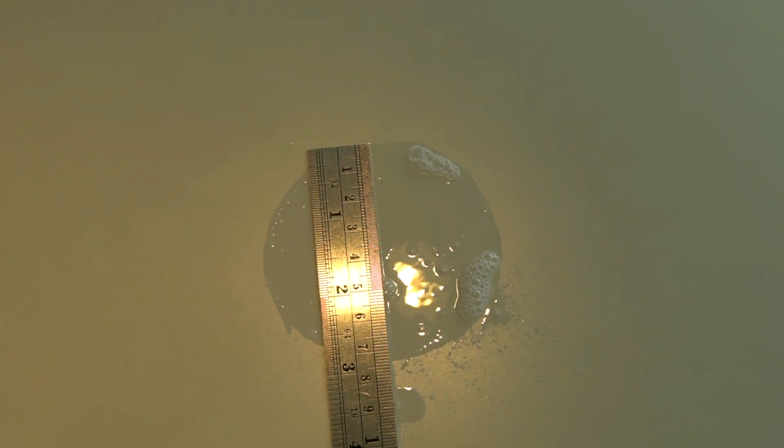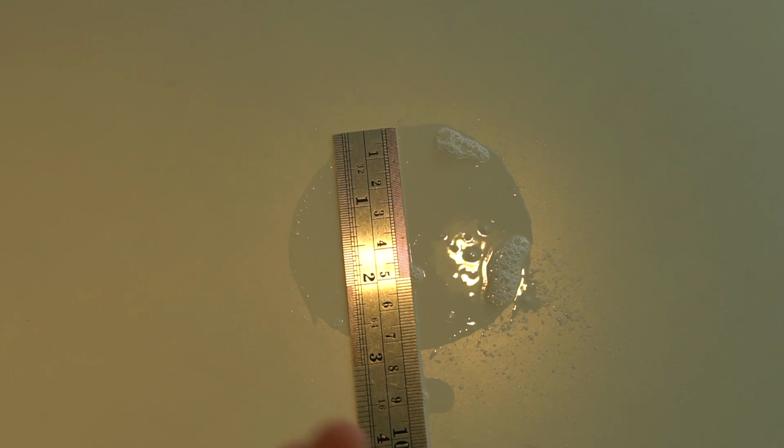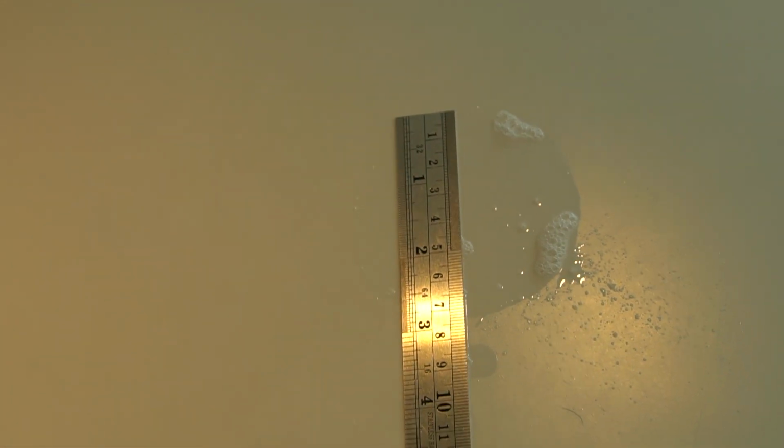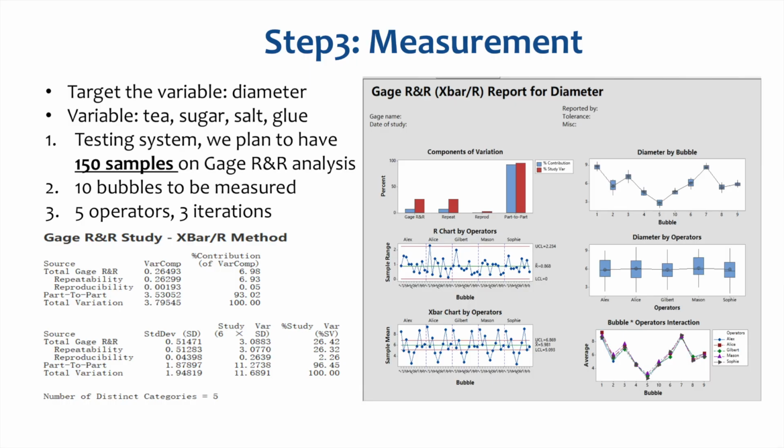So as you've seen, we blew the bubble to the max capacity, and as it's popped, we'll now be measuring the diameter to see the overall circumference of the bubble. As we can see, it's just about 7.8 millimeters wide. When looking at our outputs from Minitab, we can see that our components of variation is at 6.98%. This is good as it's less than 10%, the usual threshold.